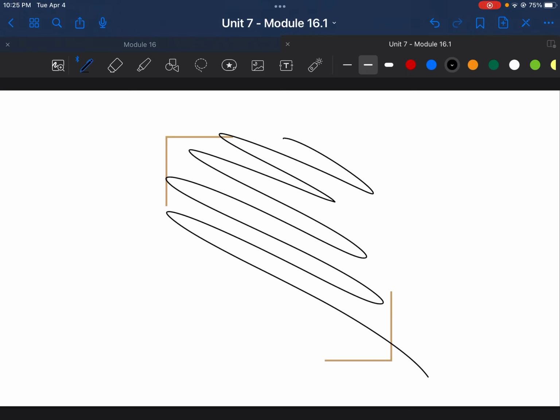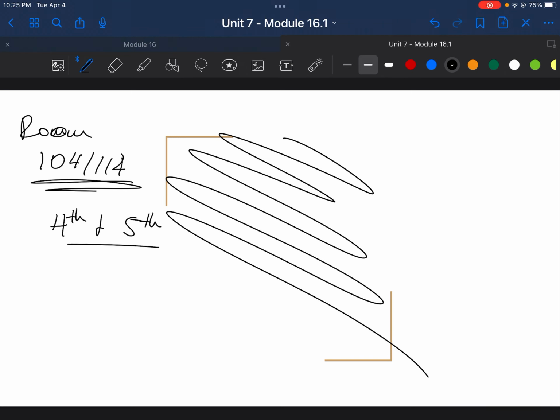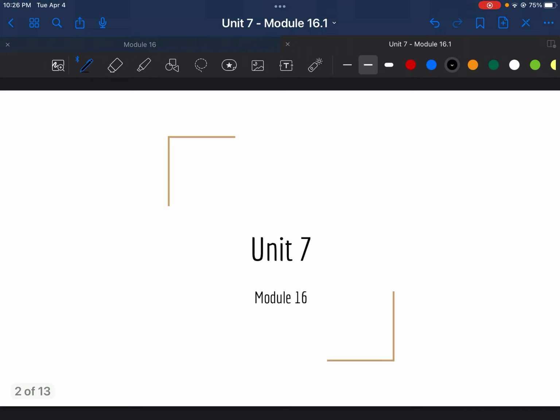For those who are actually trying to get anything out of it, my room is going to be either 104 or 114. I think I'm going to be going back and forth between those two rooms. And my off period is going to be 4th and 5th. So if you have time, you can come to me anytime during 4th or 5th period, and I'll be able to help you. And also before school, so that works. Before school or during 4th or 5th period.